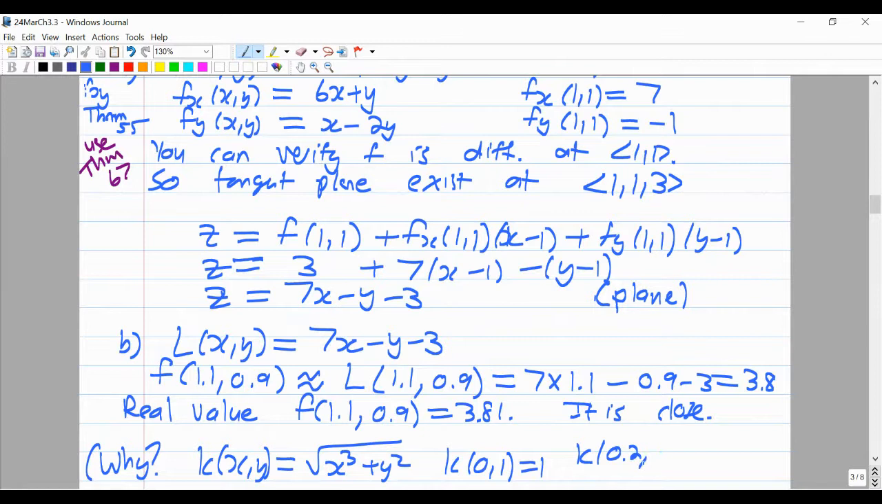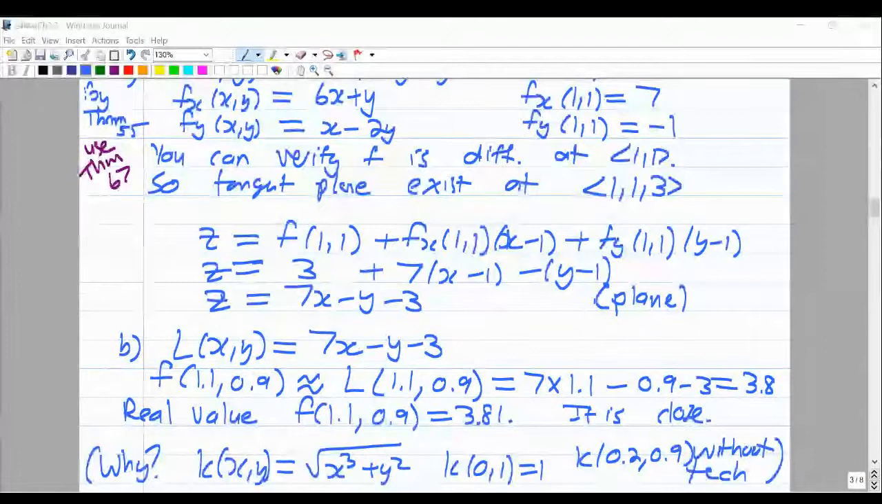0.2, 0.9 without technology. So one advantage of doing these things is being able to, for functions of two variables, if at the point 0, 1, it's easy to do with a calculator, and then you can pick a point close to 0, 1. So maybe the point 0.2, 0.9, then you can do it without technology. So it's pretty cool. So you get an approximation. And sometimes, in a lot of cases, the approximation does well.